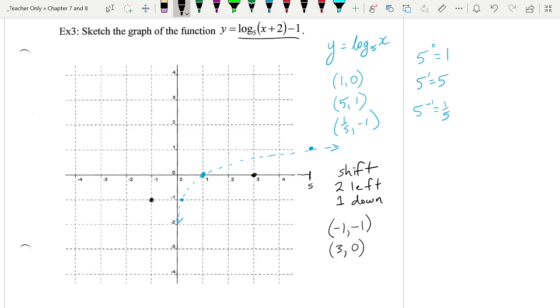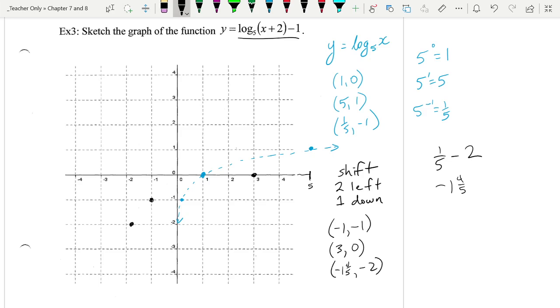And my other point, the one that was the closest to the asymptote, was 1/5, negative 1. So if I take 1/5 and I move that 2 to the left, that's like 1/5 minus 2, which I can think of as negative 1 4/5. So I'm going to write that as negative 1 4/5. And then 1 down, well, I was already at negative 1, so if I go 1 down now, I'm at negative 2. So negative 1 and another 4/5, and then negative 1, negative 2. So I'm thinking about there-ish.